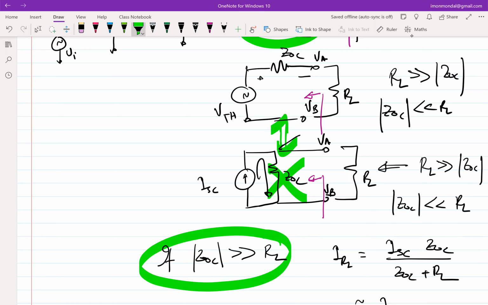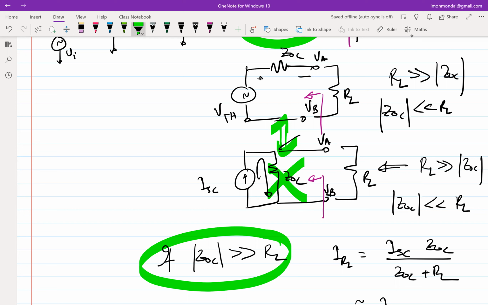If you are trying to make it a good current source, you have to make the output impedance very large, infinity. Again, infinity is a relative term. You cannot really go to infinity. You have to make it large enough. What is large enough? Large with respect to the load that you are trying to drive. Okay, does that make sense?